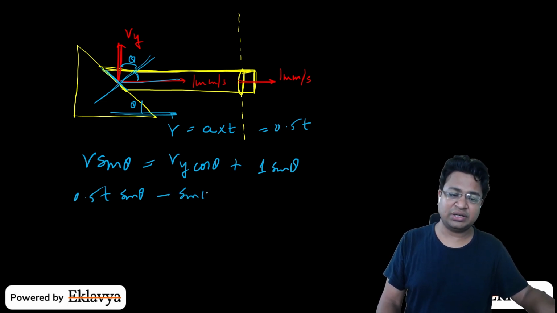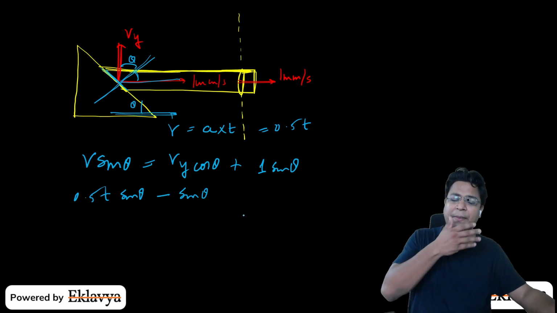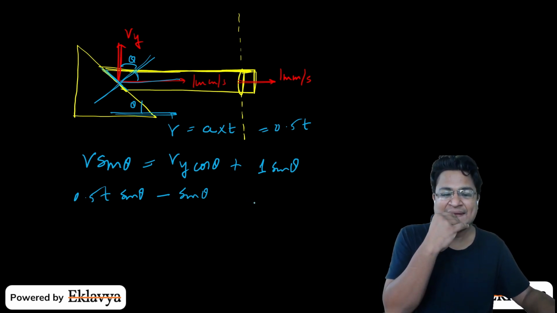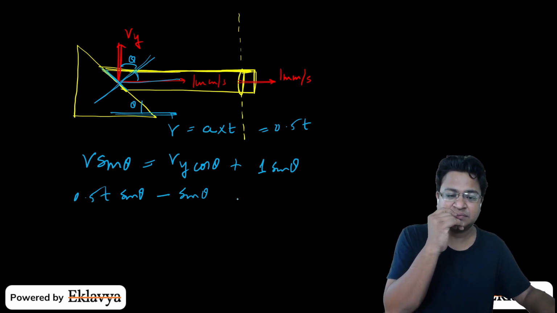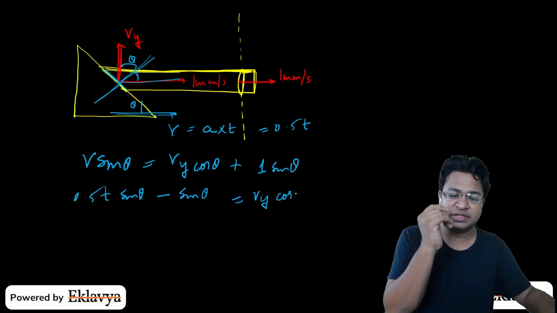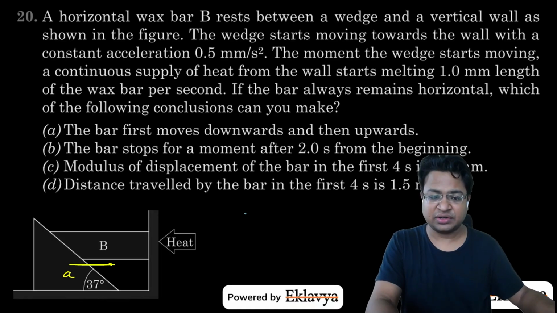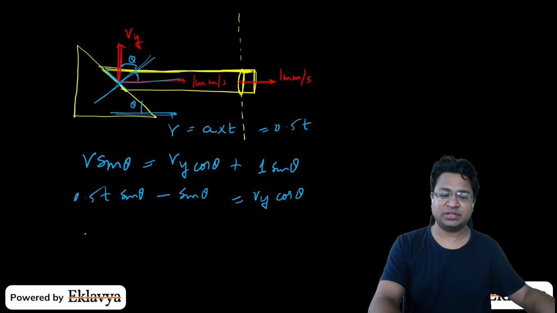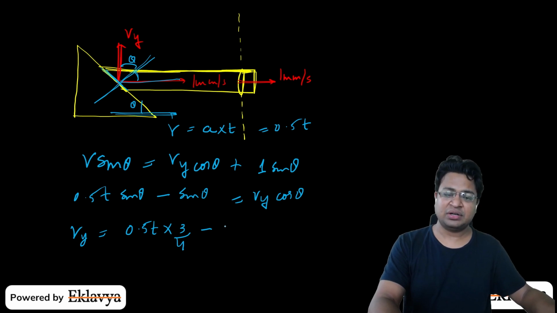So it will become minus sine theta, is equal to Vy cos theta. Check this out. Theta is given to us as 37 degrees. So Vy will be equal to 0.5 T into tan theta, minus again tan theta. Tan 37 is 3 by 4. So tan theta is 3 by 4.